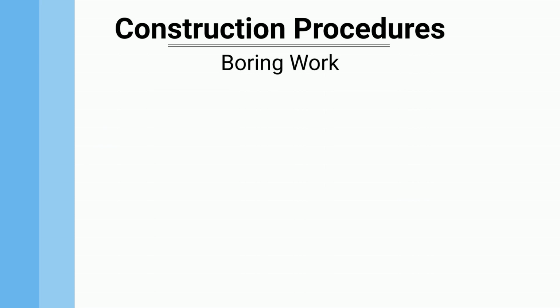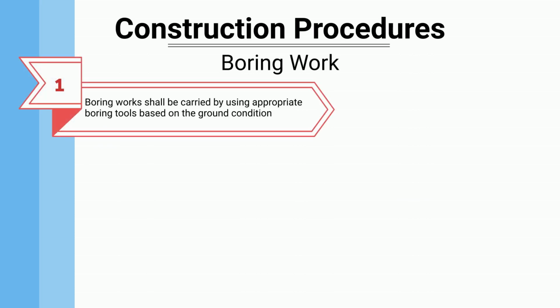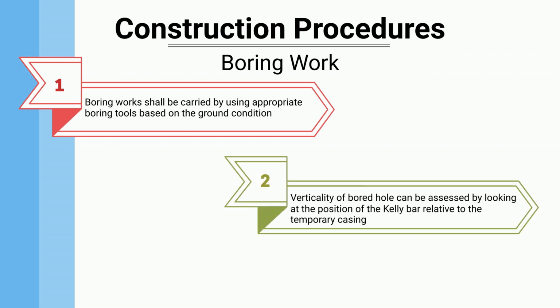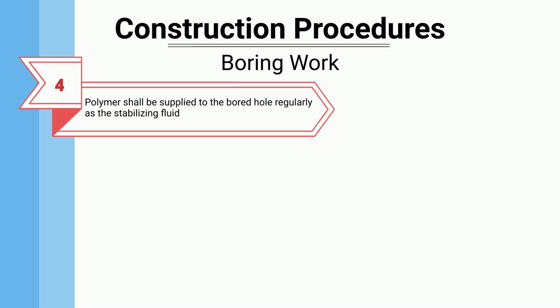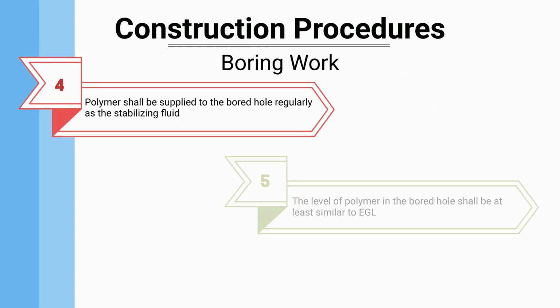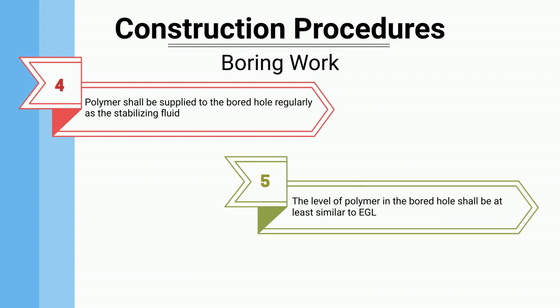Boring work. Boring work shall be carried by using appropriate boring tools based on the ground condition. Verticality of bored hole can be assessed by looking at the position of the Kelly bar relative to the temporary casing. Bored hole is vertical if the Kelly bar is right in the center of temporary casing. Polymer shall be supplied to the bored hole regularly as the stabilizing fluid. The level of polymer in the bored hole shall be at least similar to existing ground level.